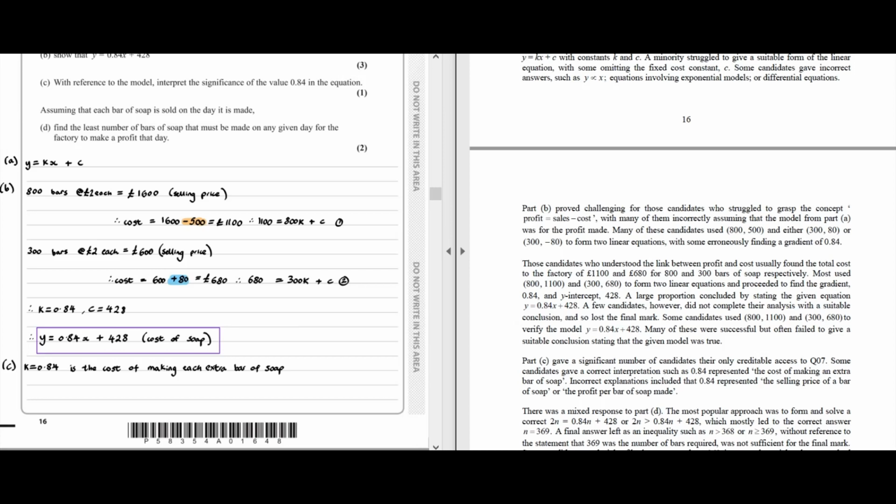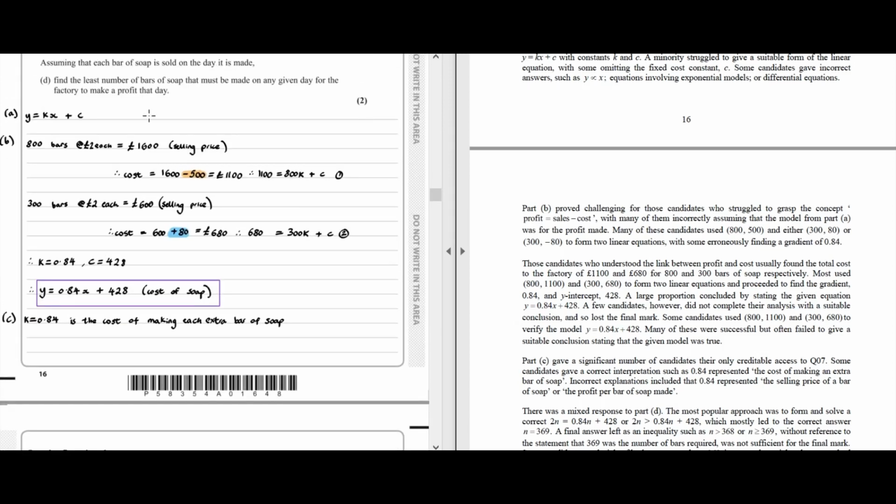A lot of candidates, Part C gave a significant number of candidates their only credible access to question 7. Some candidates gave a correct interpretation, such as 0.84 represented the cost of making an extra bar of soap. Incorrect explanations included that 0.84 represented the selling price of a bar of soap or the profit per bar of soap made.